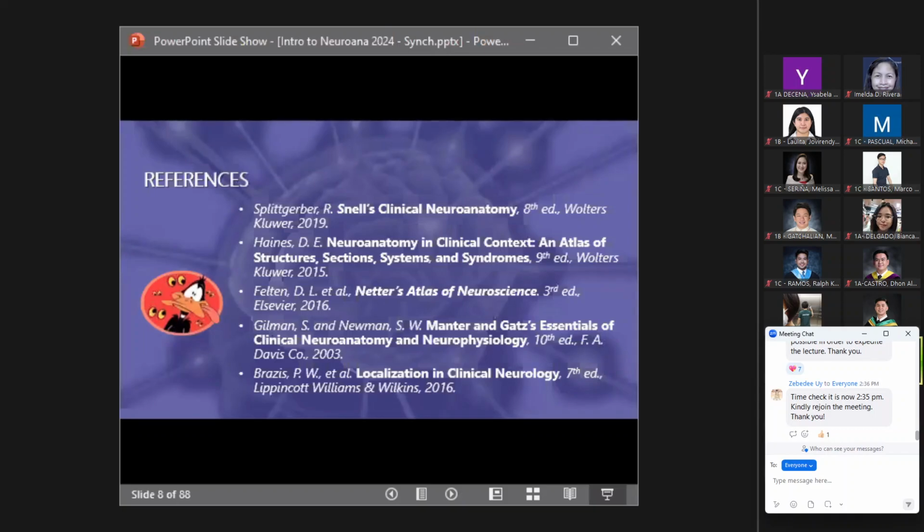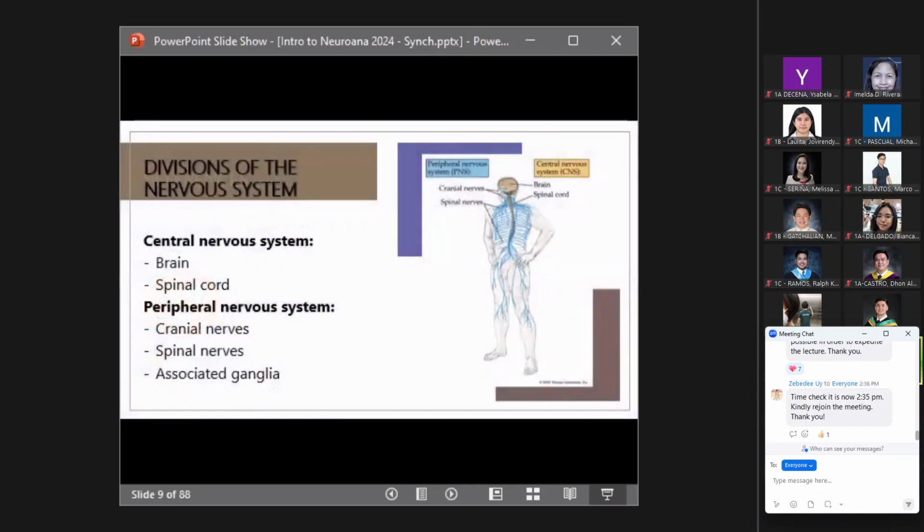This last reference, Localization in Clinical Neurology, was the main reference I had for the topic on neuroanatomical localization. So that's a whole book about localization. You don't need to get one, but maybe borrow it from the library and read the first few chapters that pertain to the principles of neuroanatomical localization. Okay, so with that being said, let's go to the main bulk of today's lecture.